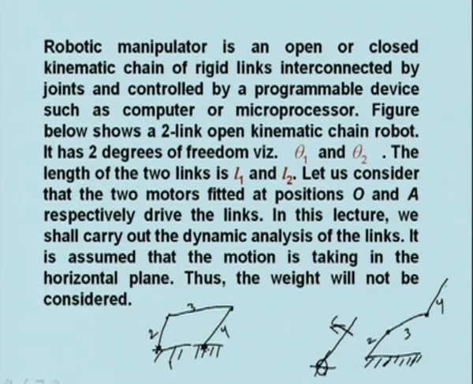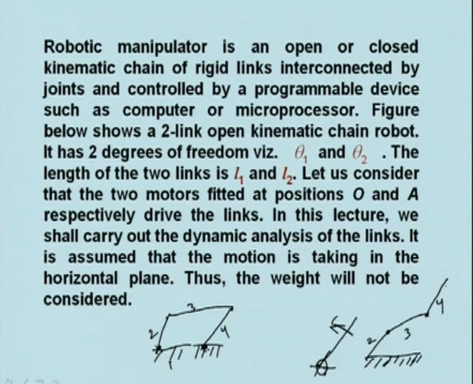So a robotic manipulator is an open or closed kinematic chain of rigid links. Generally we consider the links to be rigid, otherwise flexibility can also be considered. They are interconnected by joints and controlled by a programmable device such as a computer or microprocessor. This is just a linkage, but in a robotic manipulator it will generally be controlled by a programmable device such as a computer or microprocessor.